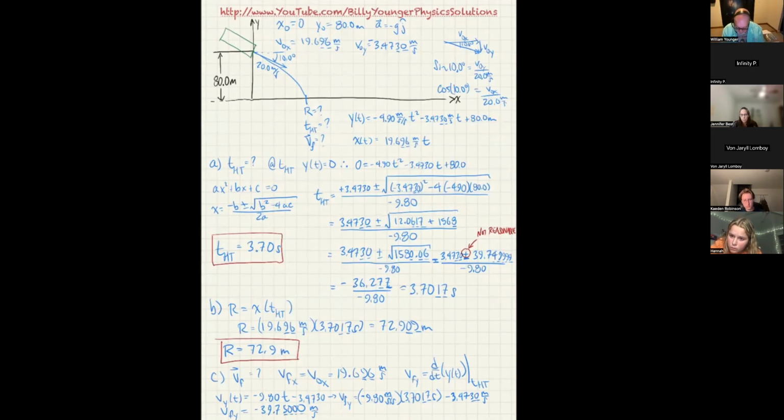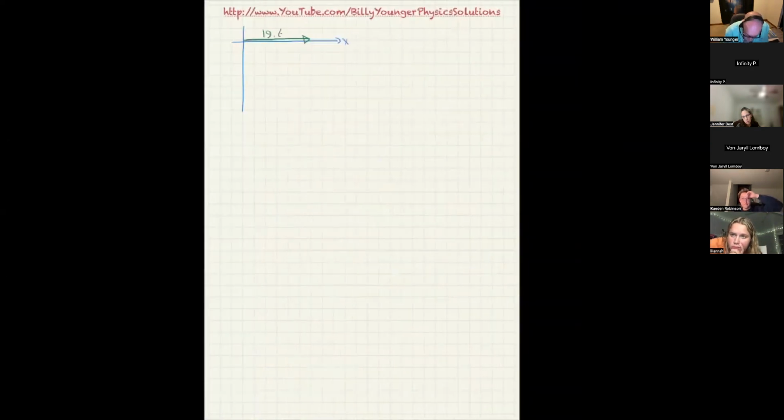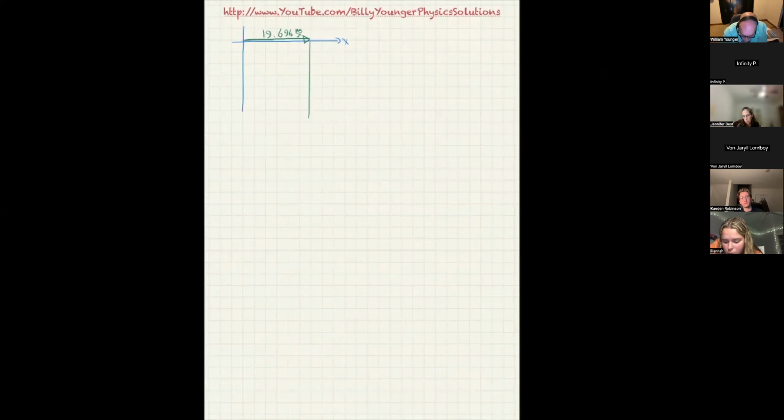Okay, so now I've got the component of velocity in the vertical direction. I'm going to go ahead and draw a coordinate system really quickly. Now this x has a component of velocity that's unchanged, 19.696 meters per second. And then the y component is negative 39.75. So that's even bigger. So negative 39.7500 meters per second. And these two are at right angles. So that's how we use our Pythagorean theorem. This is V final.